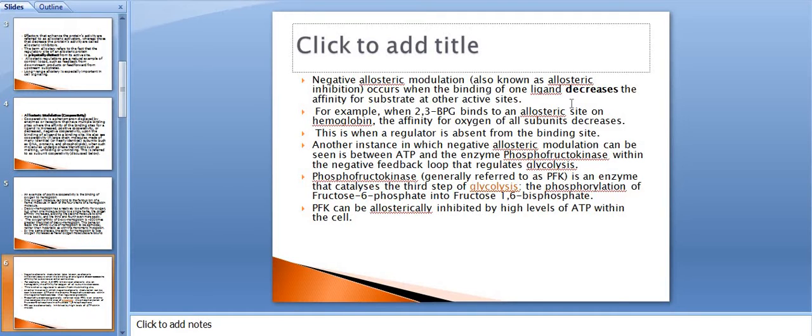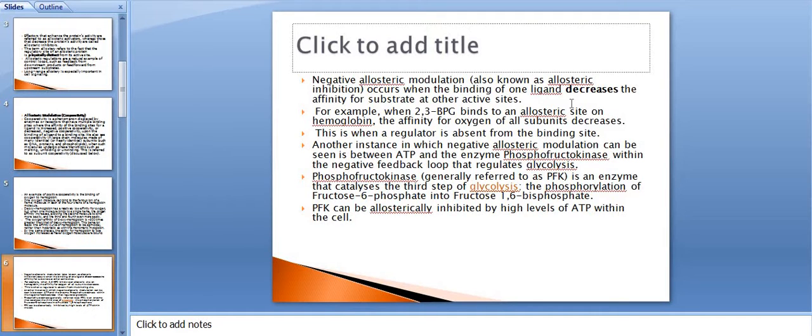Okay, for example, when 2,3-bisphosphoglyceric acid binds to an allosteric site on hemoglobin, the affinity for oxygen of all subunits decreases. Here, negative allosteric modulation is nothing but allosteric inhibition. It occurs when the binding of one ligand decreases the affinity for substrate at the other active sites.